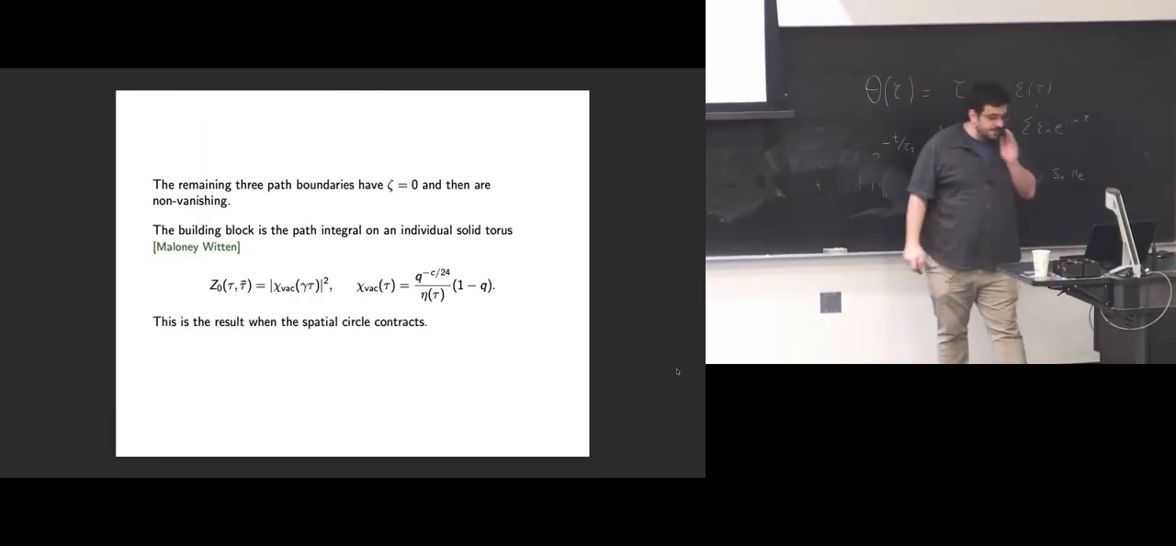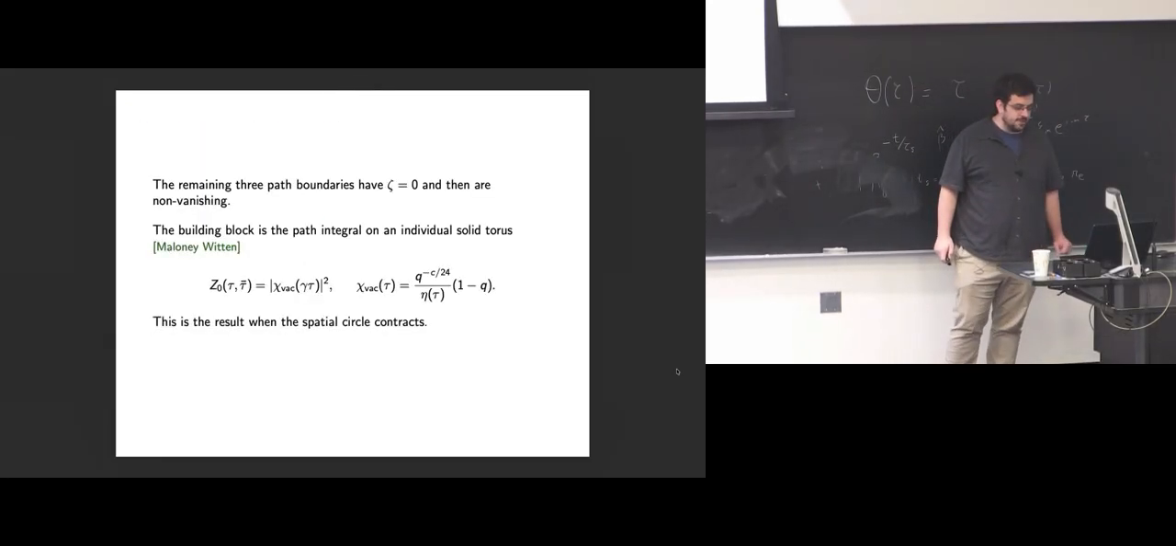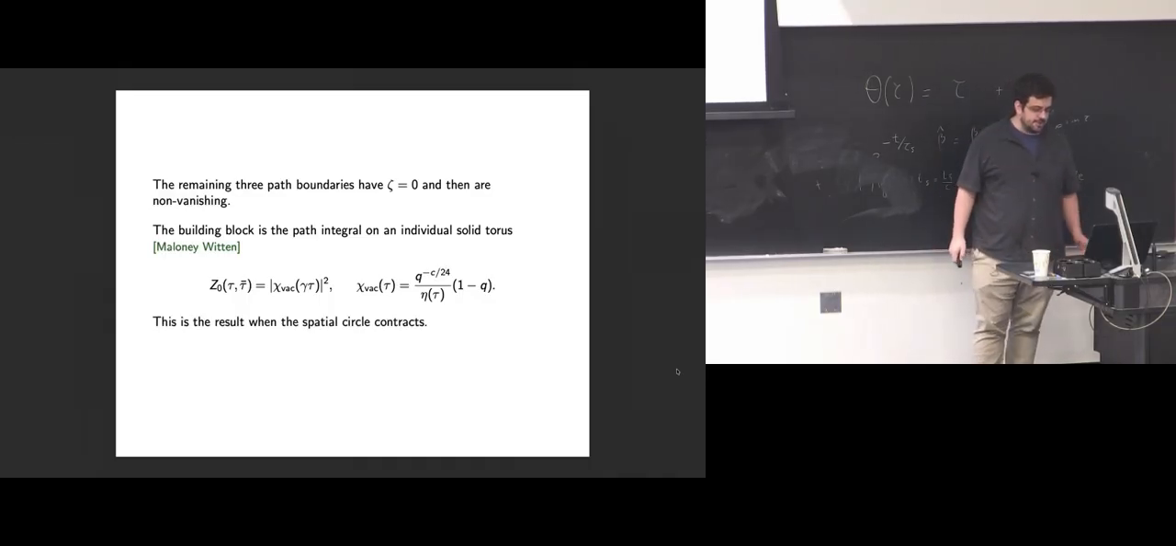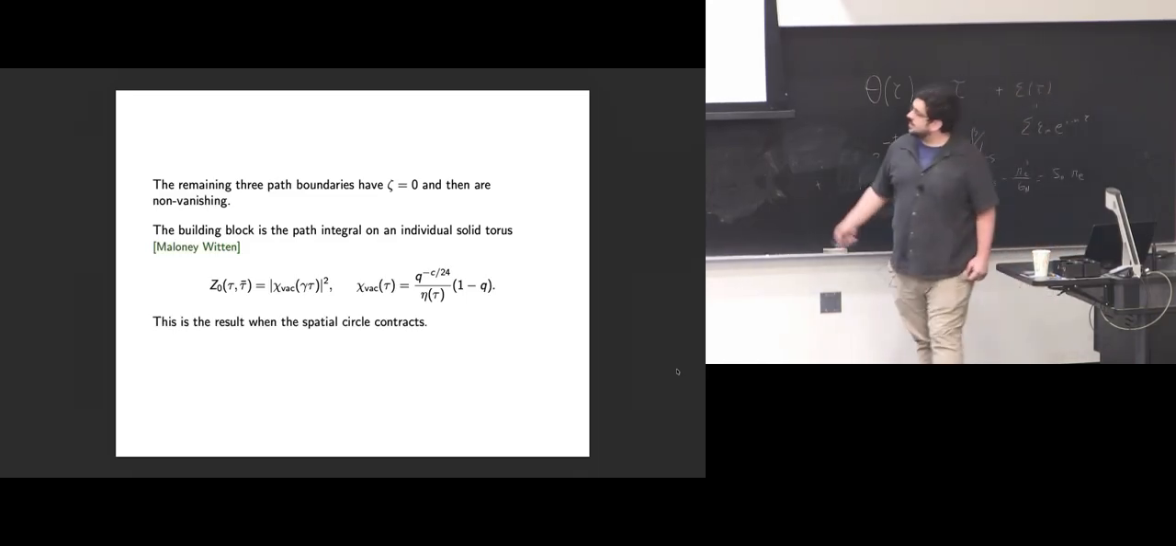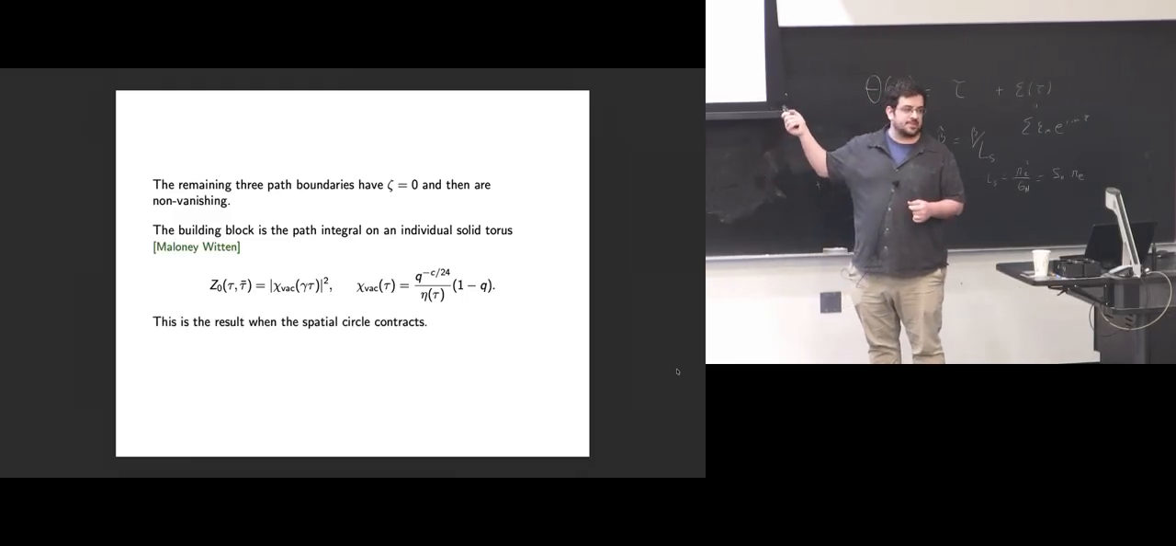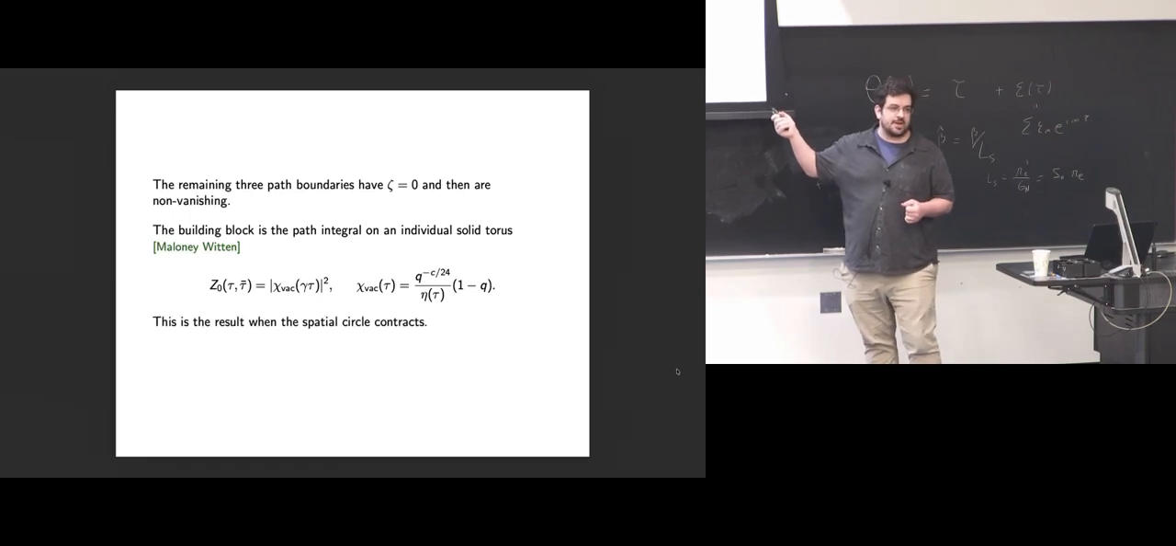Okay, so the remaining 3 ones have trivial invariants, so they are non-vanishing. For the solid torus, you can fill them all up. And the building block is the Maloney-Witten path integral on each individual solid torus, which is a one-loop exact calculation around the solid torus, given by the vacuum character, which I wrote here. And this is the result when the spatial circle, in my conventions, is the one that contracts. So for thermal AdS.